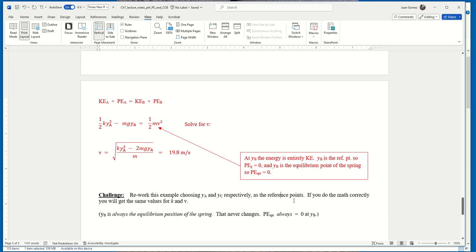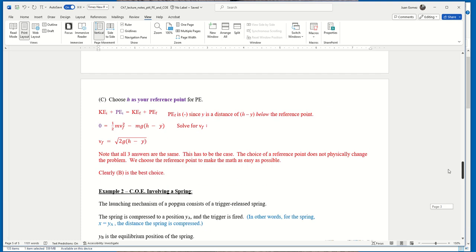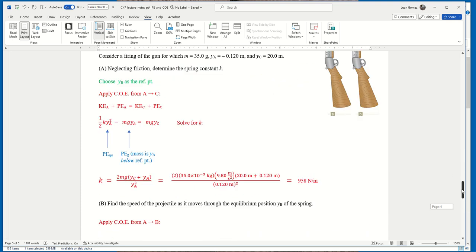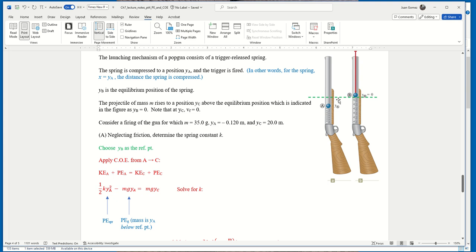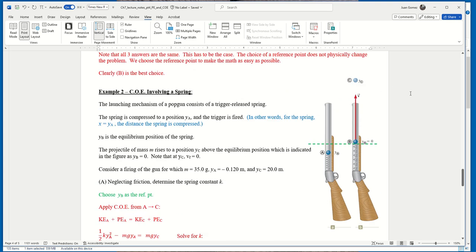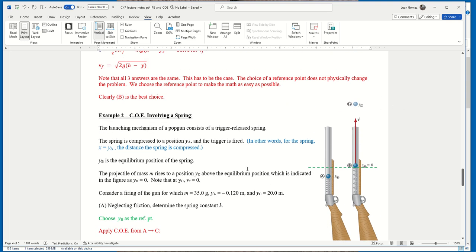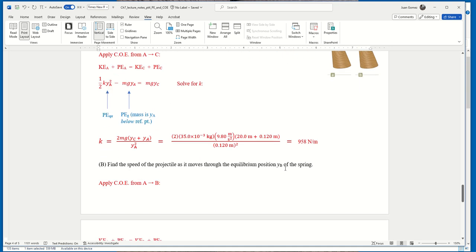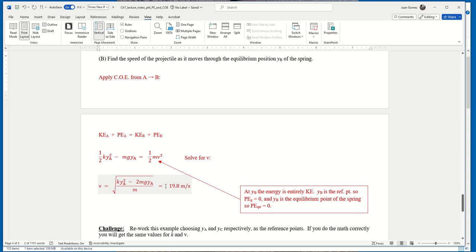The only thing the reference point affects is the gravitational potential energy. So here I've chosen B as the reference point. Well, you can choose A as the reference point, rework the problem, then choose C as the reference point and rework the problem. And you'll get the exact same answers for the spring constant and the speed as it passes through the equilibrium position of the spring. You'll get the same answers each time if you do the math correctly.